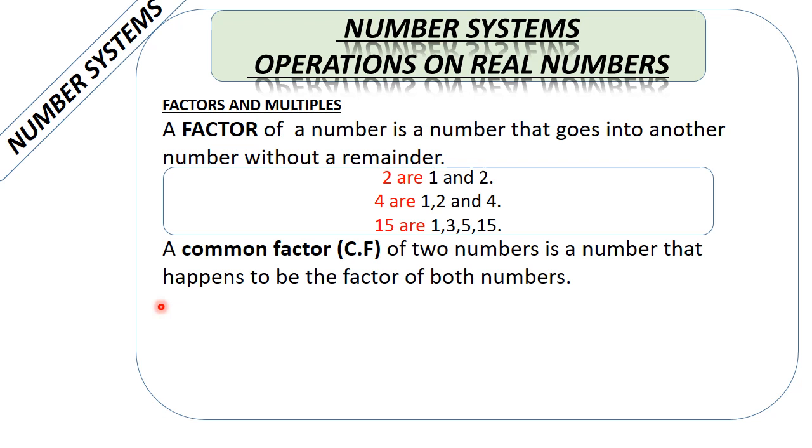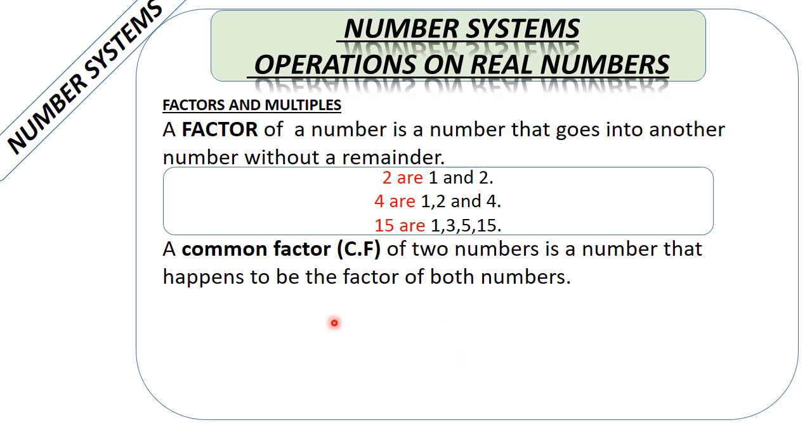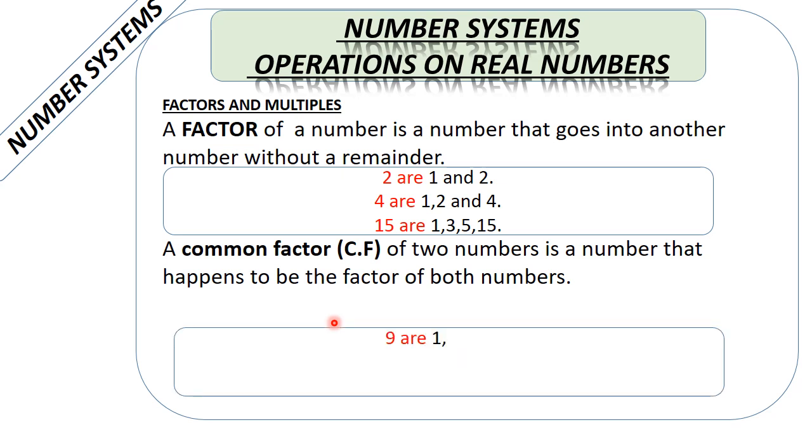Let's take a look at examples. The factors of 4 are 1, 2, and 4, like we showed, and the factors of 15 are 1, 3, 5, and 15. So what are the common factors? We can only see that the number that is common to this set and this set is 1. 1 is here and 1 is here. So 1 is the common factor. Let's try two other sets of numbers. What about 9? The factors of 9 are 1, 3, and 9. And also 15. The factors of 15 are 1, 3, 5, and 15.